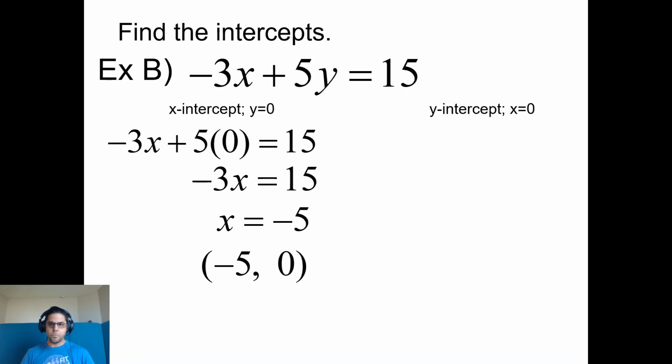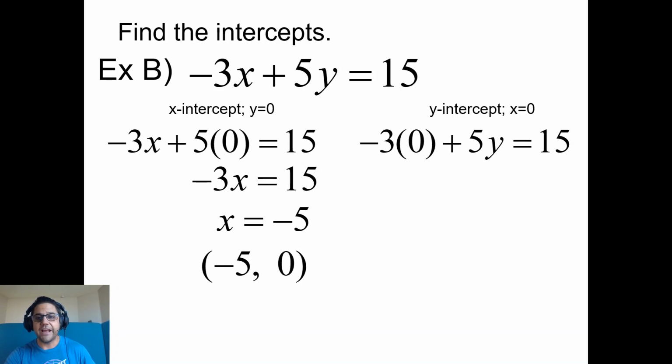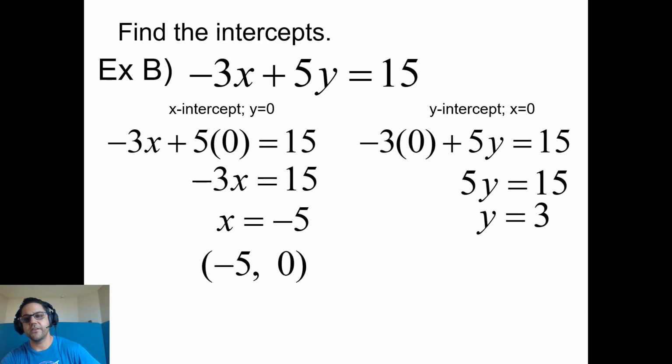Looking good. Then we do similar work, but just a little bit different, because remember, to find the y-intercept, x has to be 0. So when I substitute it, I don't even have to worry about the negative anymore, because -3 times 0 is just 0. 5y is equal to 15. Well, that's kind of a duh statement. We know y is 3.